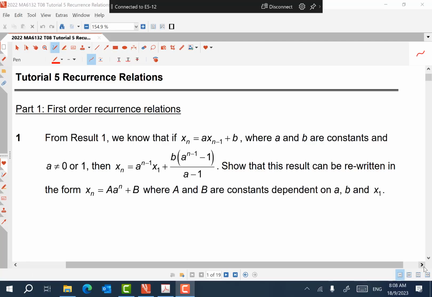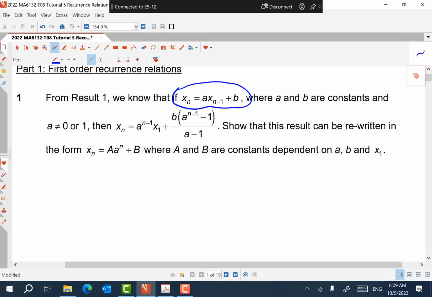Okay, for number one, up to now we have already been introduced to the notion of recurrence relation, and by now you know that an expression like this is a recurrence relation. And then here is cited a result 1 from the notes. Not to worry, even though we have not covered the part of the notes to talk about result 1, I will do it on the spot, right here, right now. It's not hard. It is quite within reach.